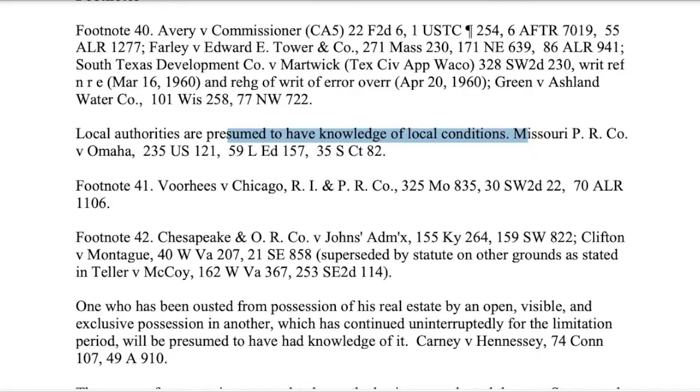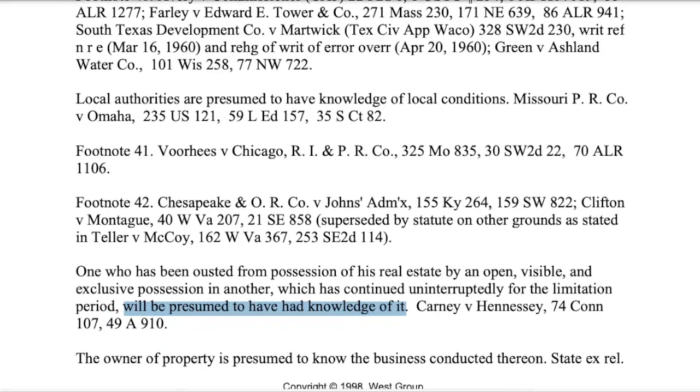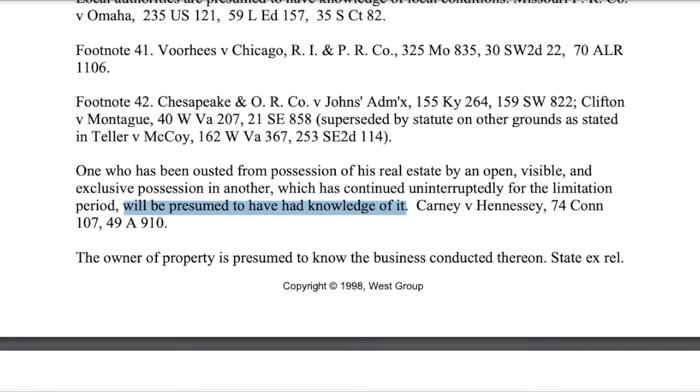As you see here, one who has been ousted from possession of his real estate by an open, visible, and exclusive possession in another, which has continued uninterruptedly for the limitation period, will be presumed to have had knowledge of it. This, I think, is referring to adverse possession. The owner of property is presumed to know the business conducted thereon.